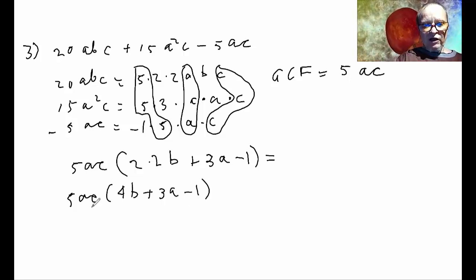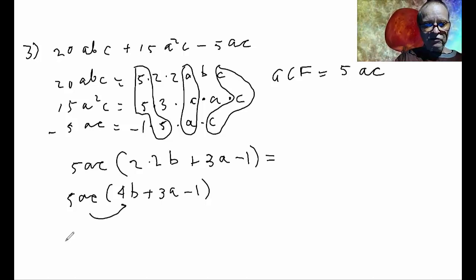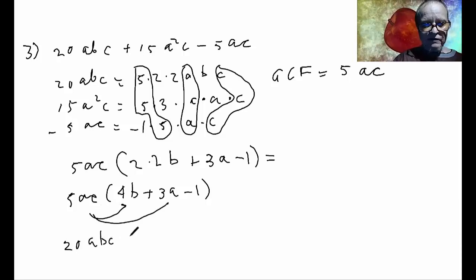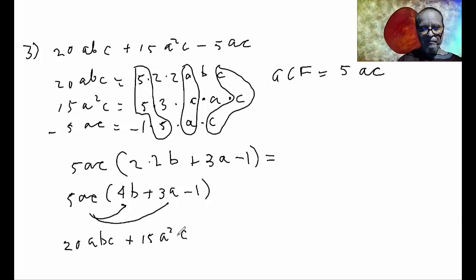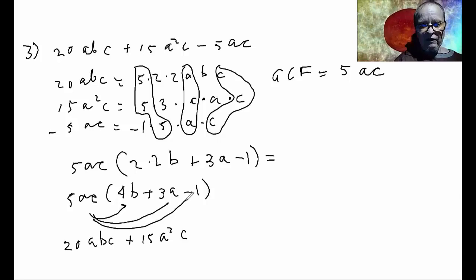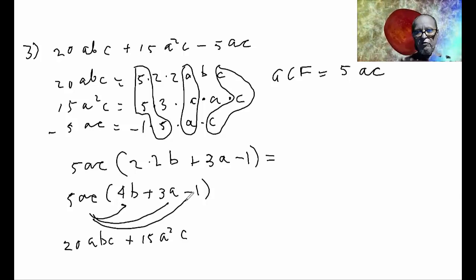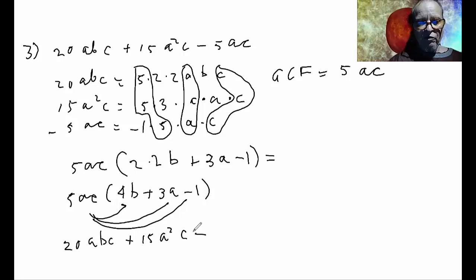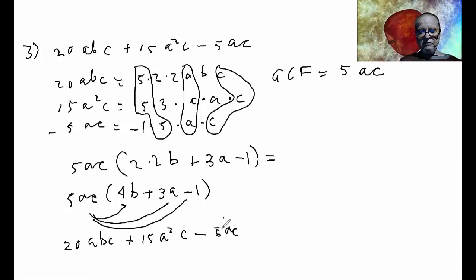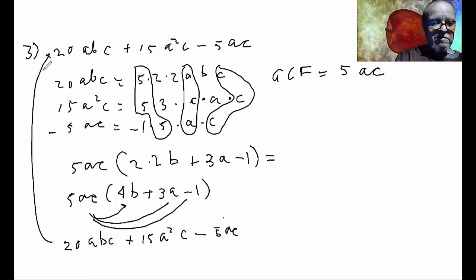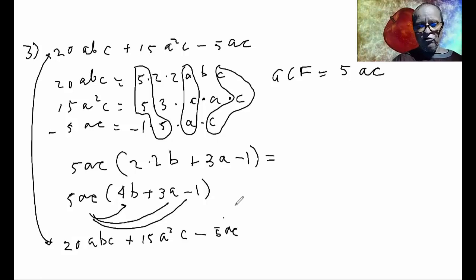And of course, to check, you just distribute this. So you'll get 20abc. This next term, when we check, we'll get 15a squared c. And then finally, and this is why it's so important to remember those ones for the last term, minus 5ac. So there we get back our answer in our check.